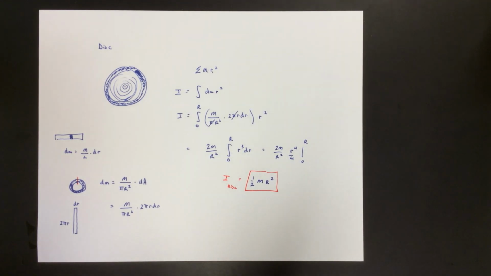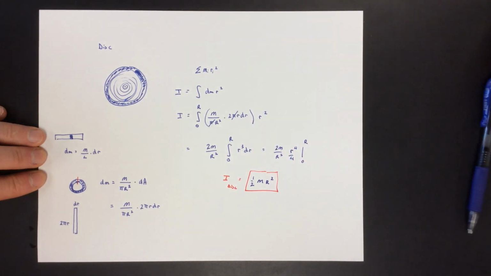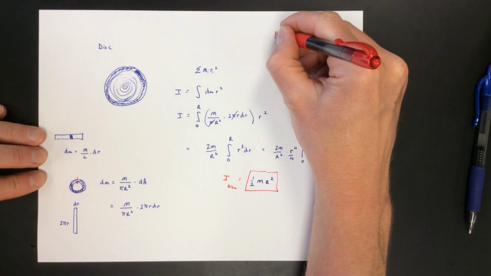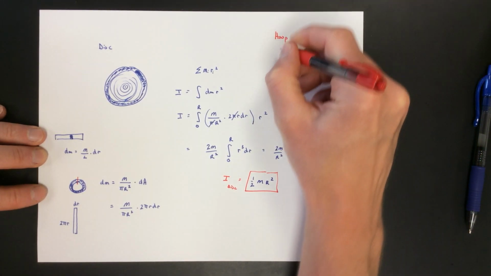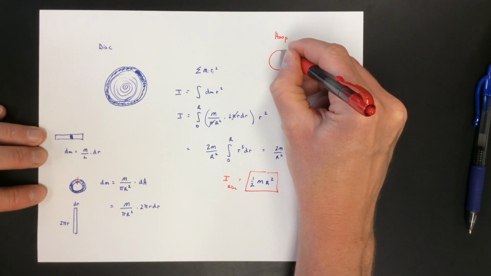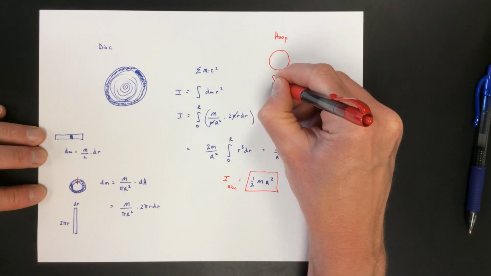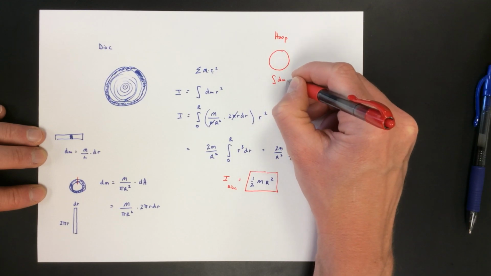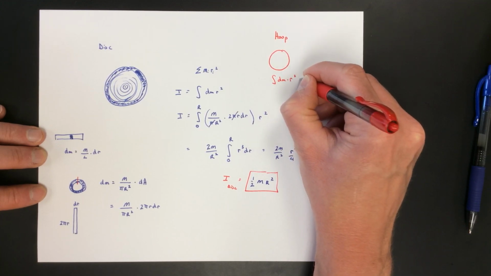Okay. I guess we have time. Let's just go ahead and do the hoop, because the hoop is actually super easy. Hoop is my favorite because it's like one step and you're done. A hoop is like this. And you're like, okay, it's the summation of all the dm's at their r squared, and you're like, oh, cool.